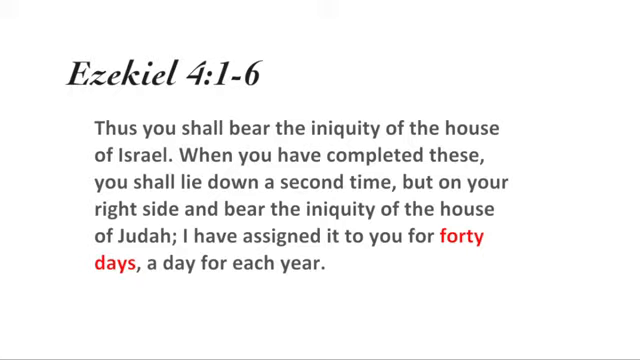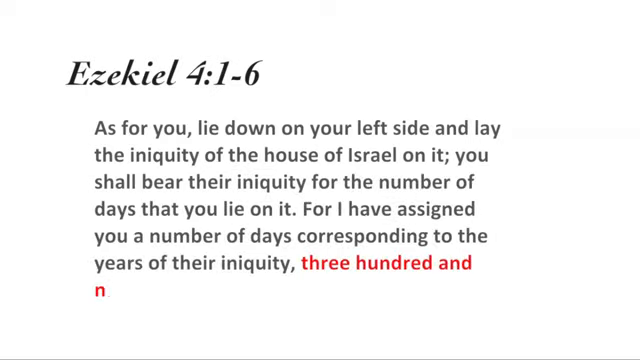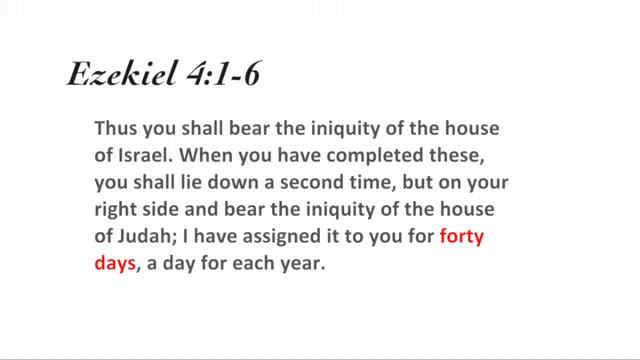This symbolic action pointed to a period of 390 years of sin, followed by a distinct period of 40 years of sin, both of which result in the final siege of Jerusalem. There is general agreement that the 40 years of Jeremiah's warnings to Israel are the 40 years of Judah's sin in Ezekiel chapter 4, verse 6. Accurately locating these 40 years of Judah's sin enables us to locate the associated 390 years of Israel's sin in Ezekiel chapter 4, verse 5. Thus, together, there are 390 plus 40, that is, 430 years leading up to this judgment.